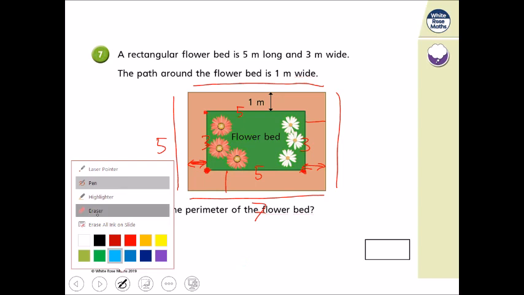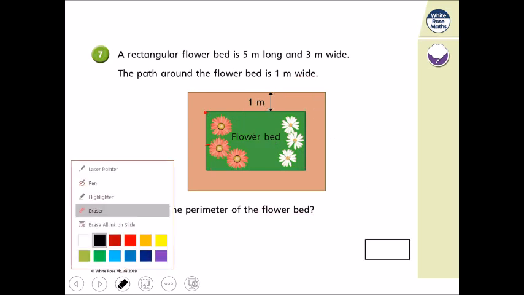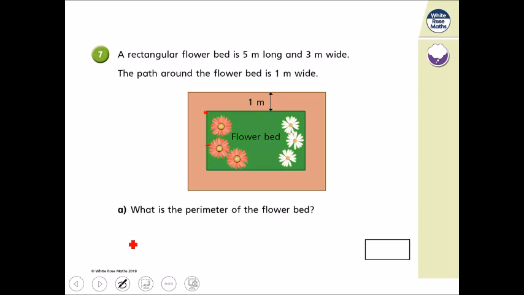So, let's rub out the bits that I've done. Get rid of that. Get rid of that. Okay, go back to the pen. Here we go. Right. A rectangular flower bed is 5 meters long and 3 meters wide. So this is telling us that this distance along here is 5 meters along that. This up here is 3 meters. This is 5 meters, and this down here is 3 meters.